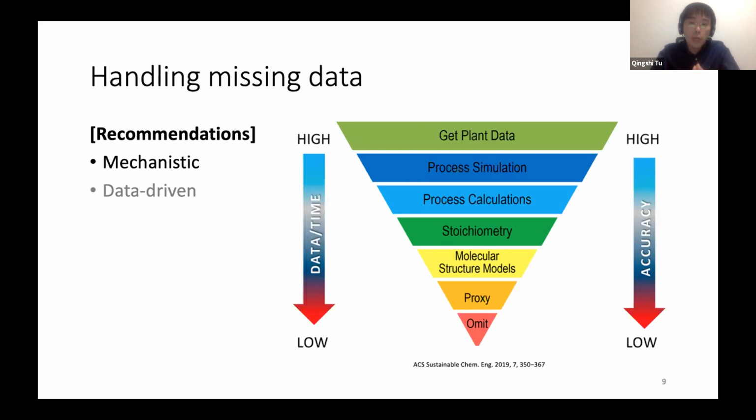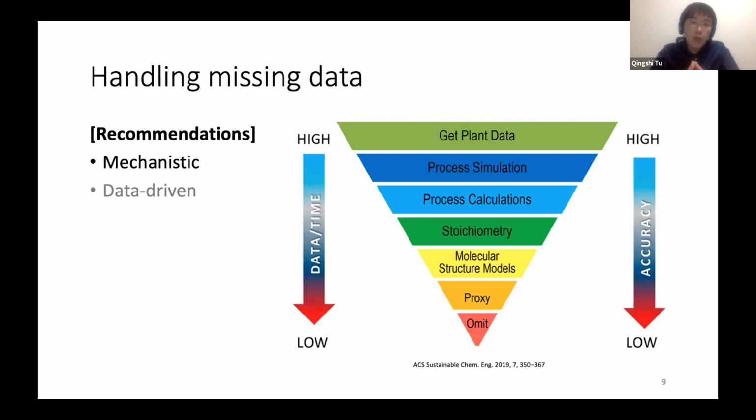So from top down, the very top section says getting plant data, which is basically you collect the data of a commercial plant for a particular technology. Then you get the most accurate data, right? But at the same time, it's very time consuming and in many cases impossible because of the cost and the time and all that.